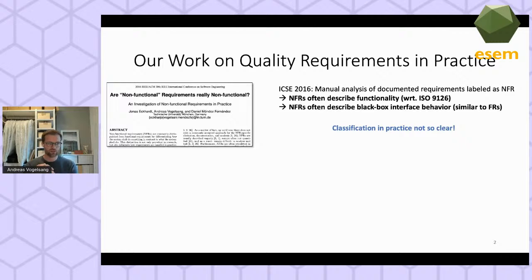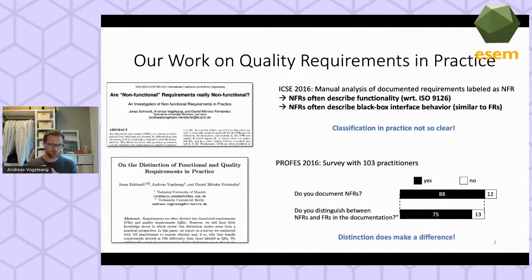So a bit of background. We started in 2016 with an ICSE paper where we analyzed requirement specifications from industry, and we analyzed whether the distinction between functional requirements and quality requirements, or as they are sometimes also called, non-functional requirements, how they appear in industrial specifications, and also how clear the differentiation is. And we classified the requirements that we found in these specifications with respect to several taxonomies, and we found out that actually this differentiation in industrial specifications is not really clear. So we found a lot of evidence that sometimes functional requirements are actually labeled as non-functional requirements, and also the other way around.